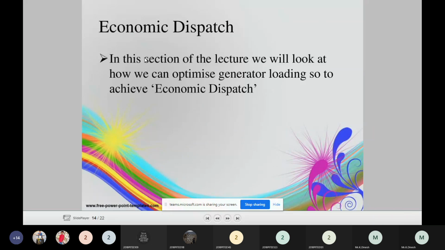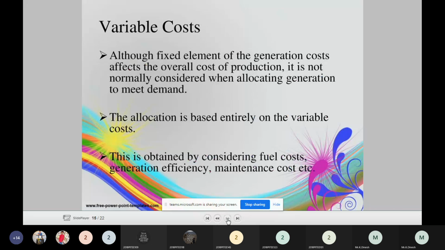Next one is economic dispatch. To achieve economic dispatch, variable cost matters. Although the fixed element of the generation cost affects the overall cost of production, it is not normally considered in allocating generation to meet the demand. Allocation is based entirely on the variable cost. So we have to consider the fuel cost, generation efficiency, maintenance cost, etc.